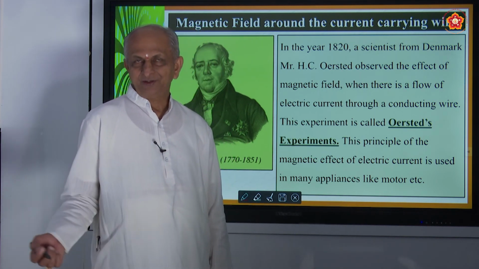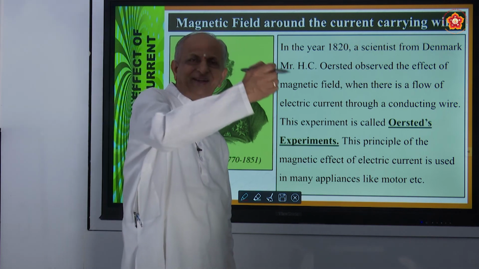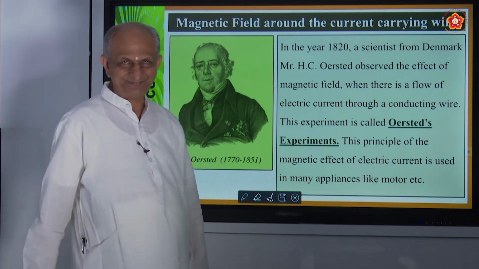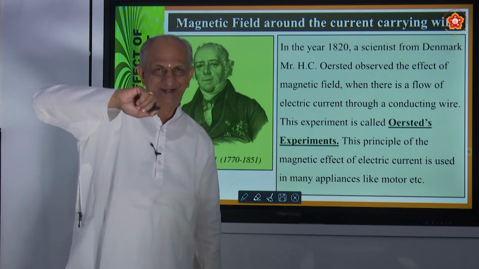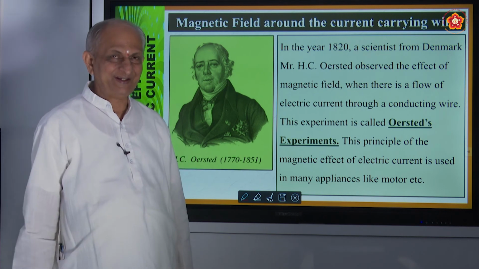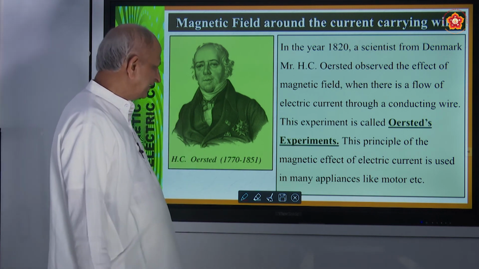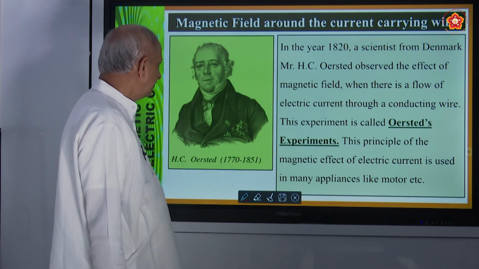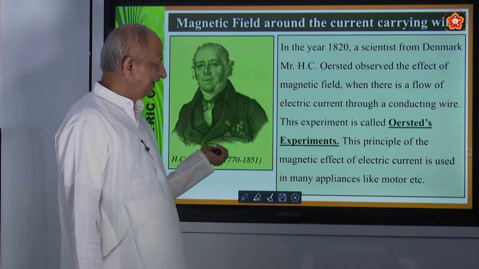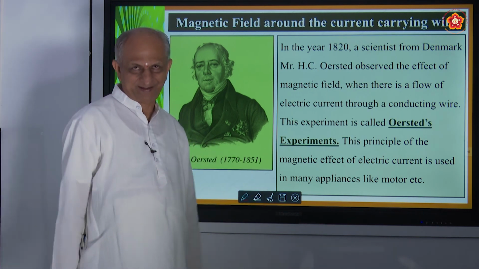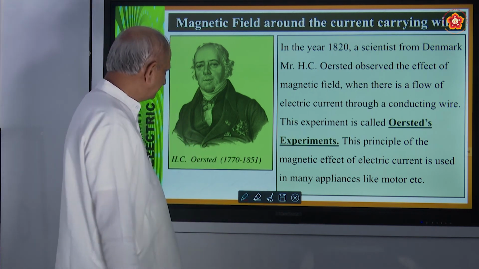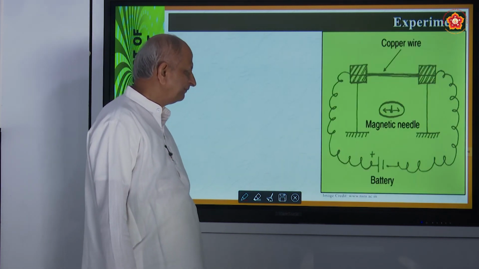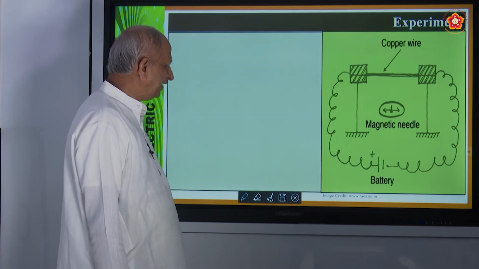Means what? Wherever there is electricity, there will be a magnetic field around it. Whenever there is a magnet, there will be electrical energy around it, or you can get it. So these are the basic things you must note. In short, electricity and magnetism are interrelated, and this has been shown experimentally by Oersted. And what is the experiment he did?